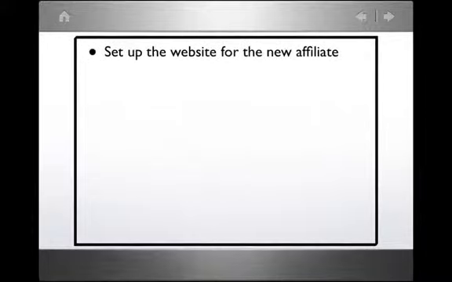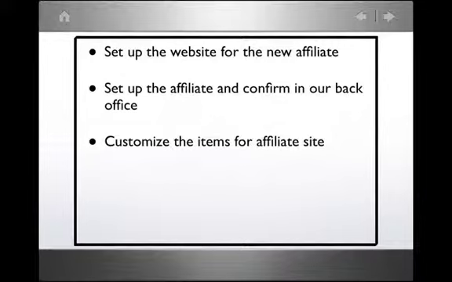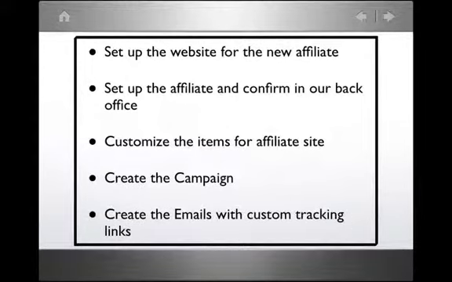Let me tell you real quickly what we're going to cover. First thing I'm going to go through is setting up the website for the new affiliate if they've got a custom URL that we want to add. I'm going to talk about how to set up the affiliate and confirm it in our back office, make sure they're in there. We're going to walk through how to customize the items for the affiliate site itself, and how to create a campaign in our back office, and lastly, how to create the emails with custom tracking that is generated from the campaign. So let's start with how to set up the website for the new affiliate.